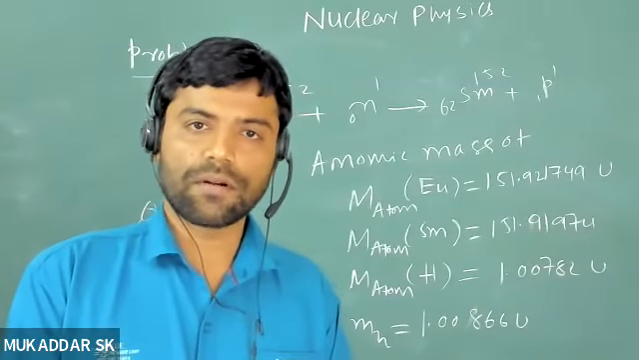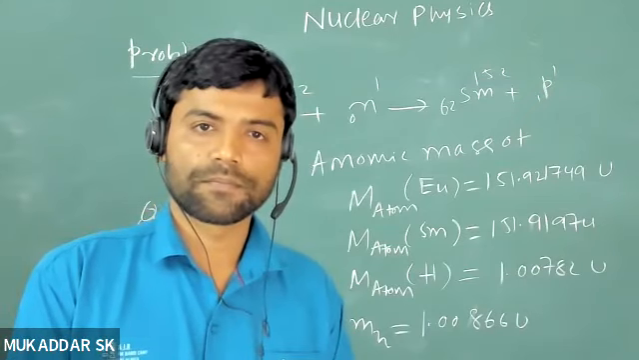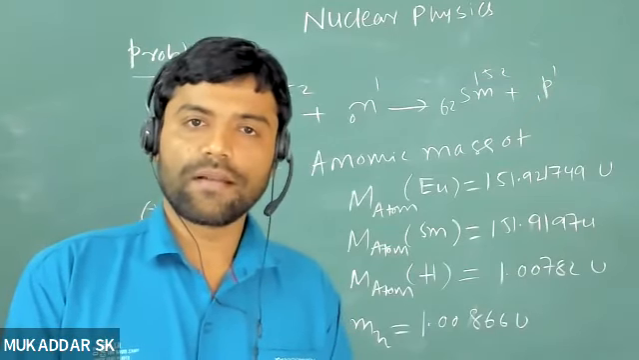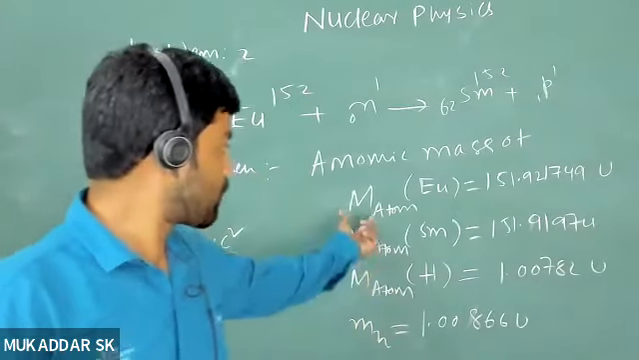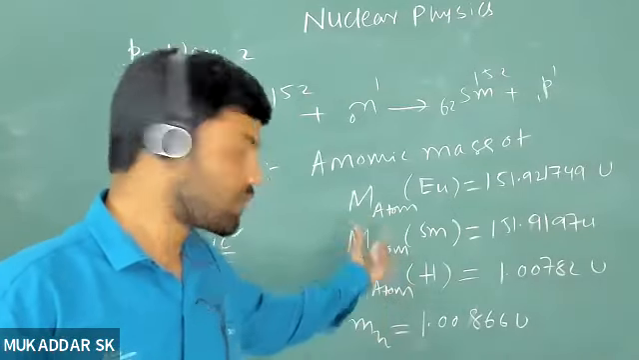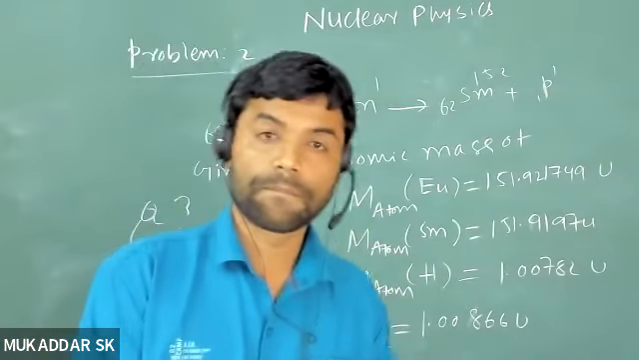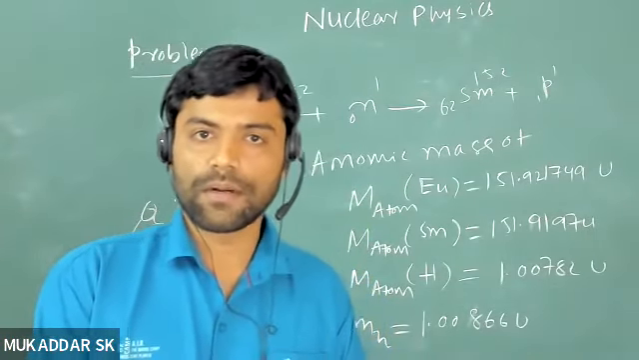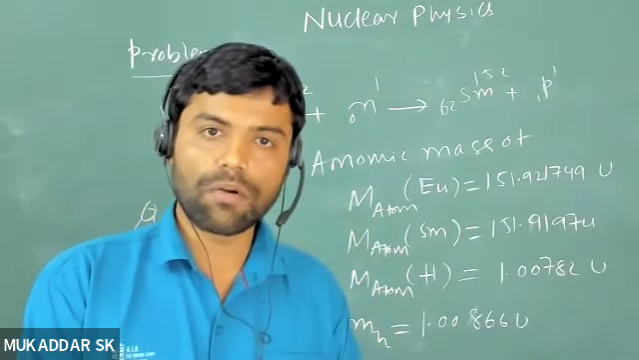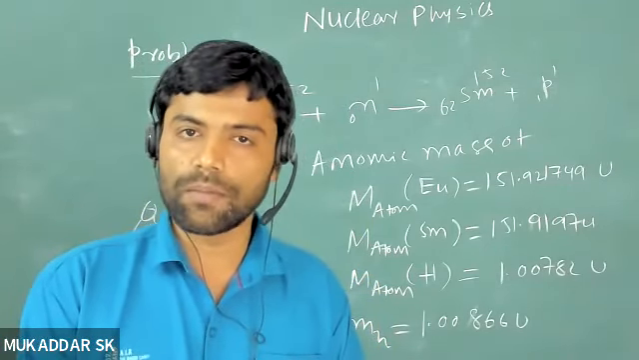Exactly. From the mass difference, what will we do? MA plus MB minus MC minus MD. That is expected, but this is where you will make a mistake. They didn't provide you the nuclear mass. What is provided here? Atomic mass is provided. So you have to convert that nuclear mass to atomic mass.